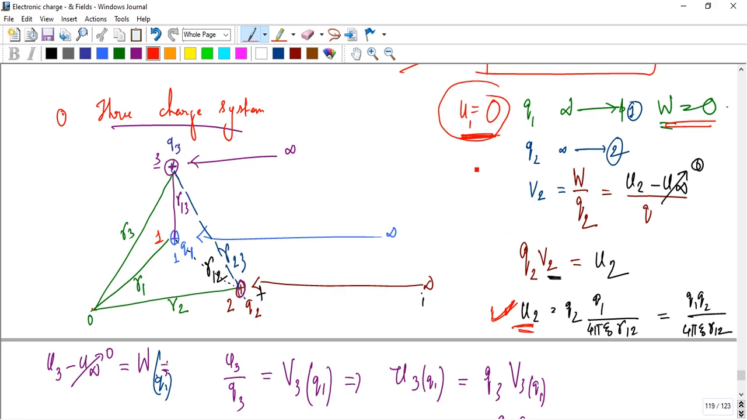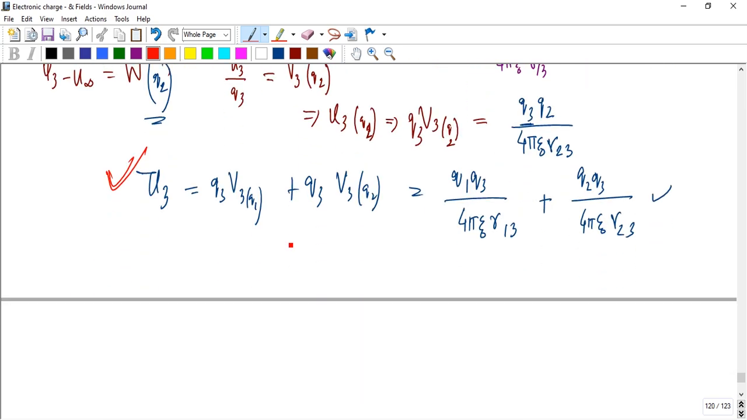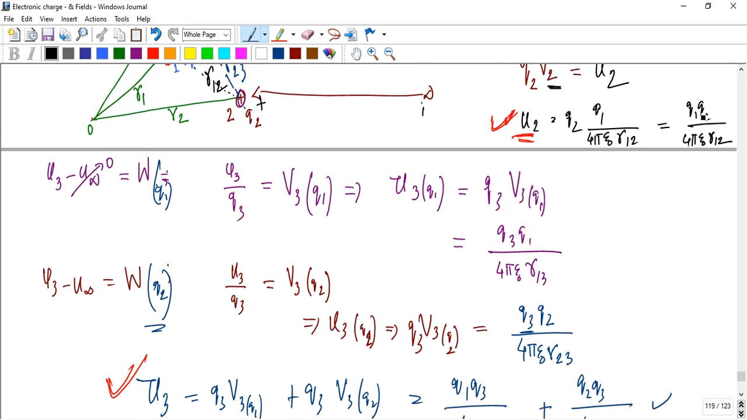And for Q3, U3, there are 2 charges. So they create an electric field due to Q1, and similarly Q2, two potentials, two charges. Now the total is important. The total energy U total is equal to U1 plus U2 plus U3. U1 is 0, and U2 is Q1 Q2 by 4 pi epsilon naught R12.